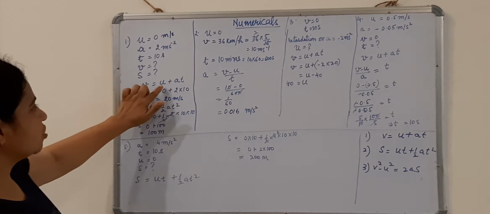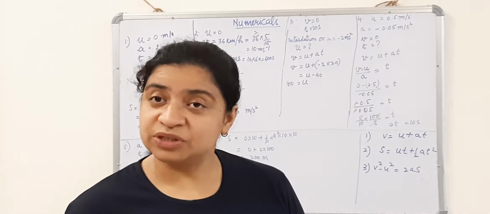This is the distance. This is how we use our equations of motion to solve the numericals. Let us switch over to our second question. A train starting from stationary position.